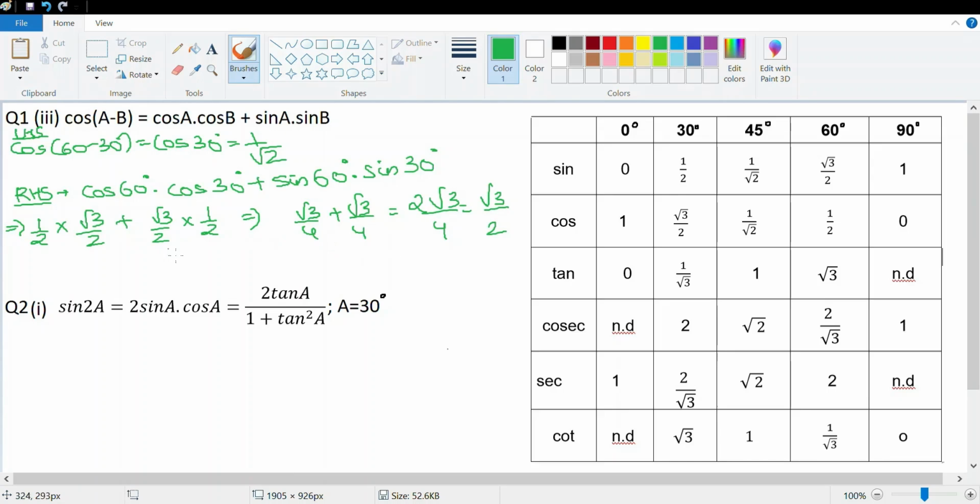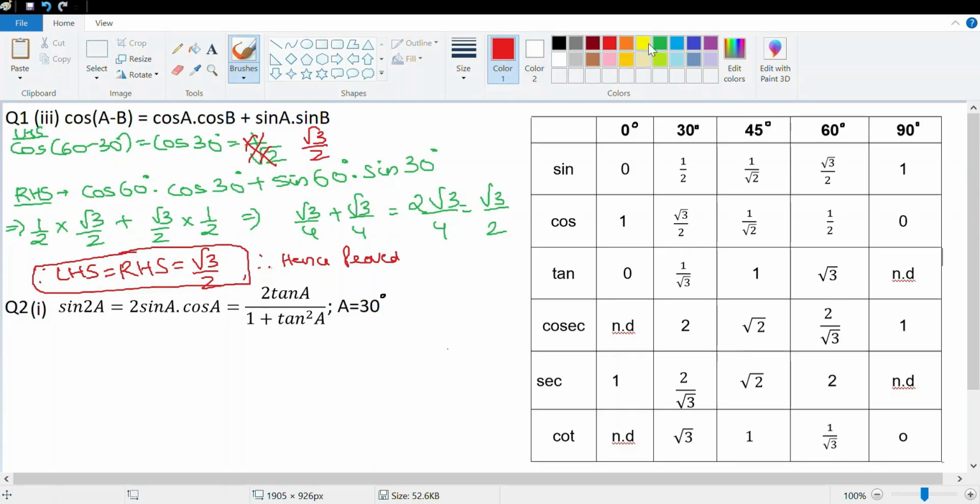Why? Let's check. Left hand side is cos 60 minus 30, which is cos 30, which is equal to root 3 upon 2. I have written it as 1 upon root 2. So that's the mistake that I have done. Right? So cos 30 degree is equal to root 3 upon 2. Now we are getting the correct answer. Since LHS is equal to RHS is equal to root 3 upon 2, therefore hence proved. So one mistake that I did by not taking the value properly, but thankfully, I realized it before the end of the question. Let's look at question number 2.